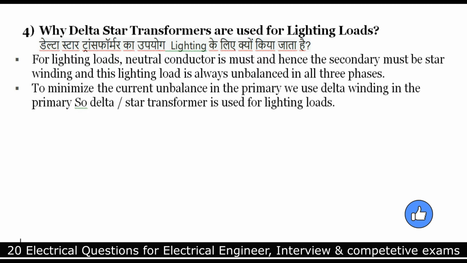For lighting loads, a neutral conductor is a must, and hence the secondary must be star winding, and this lighting load is always unbalanced in all 3 phases. To minimize the current unbalance in the primary, we use delta winding in the primary. So, delta star transformer is used for lighting loads.